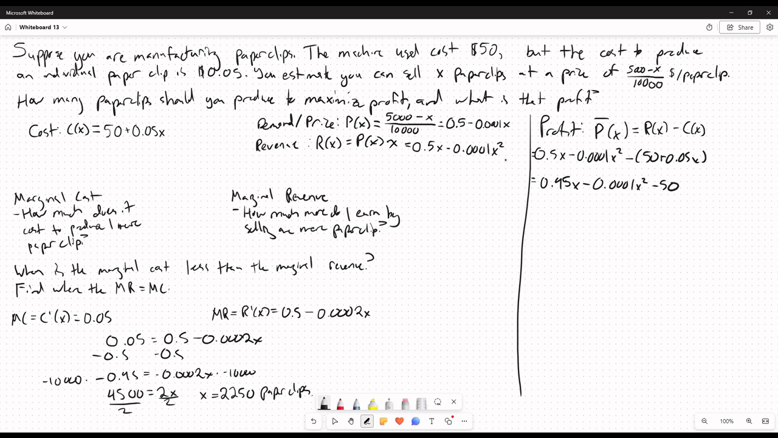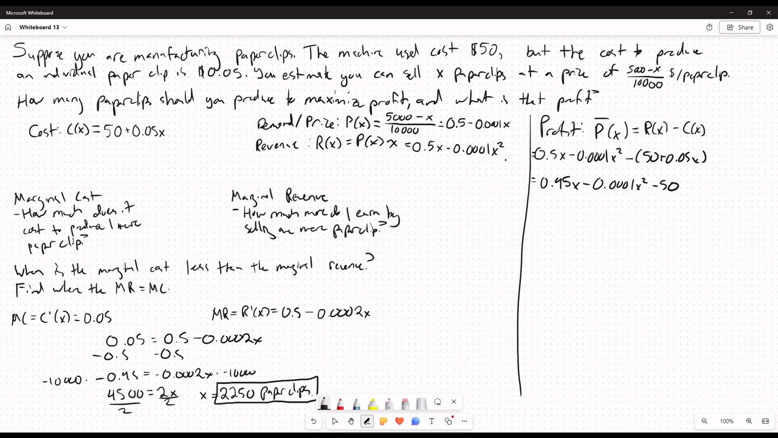So this is where, as we've been saying, the marginal revenue is going to cross over the marginal cost. It's where they're equal, which means that past this point, it's going to cost more to produce a paperclip than we're going to make by selling it. So this is the number of paperclips that we want to produce if we want to maximize our profit. So we've answered the first part. We set the marginal cost equal to the marginal revenue, and that gave us our answer.